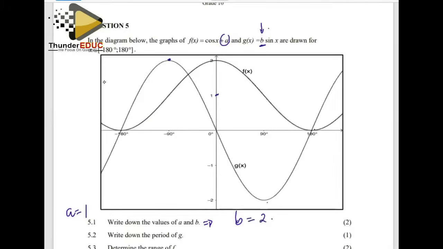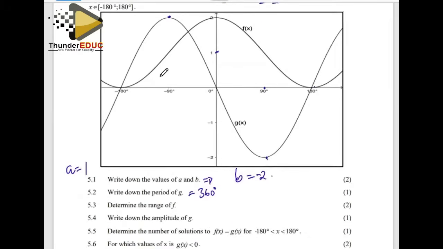Write down the period of G. So G is the sine x. Period is always 360 degrees. In other words, how many degrees do we need to get a full graph? So it's basically going to be 360. But now, someone will ask you why is B a 2 and not a negative? Okay, because the sine of 90 is giving us a negative answer, so meaning that this amplitude should be negative. That graph is a flipped one. Thank you for that.